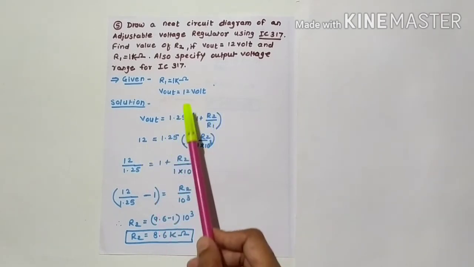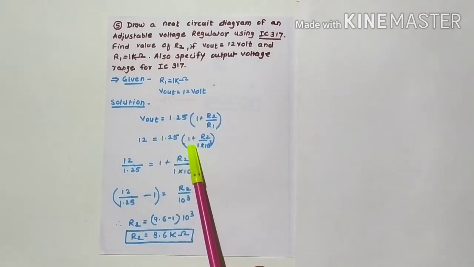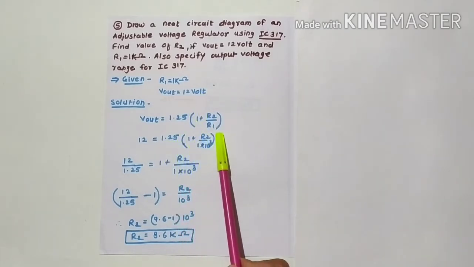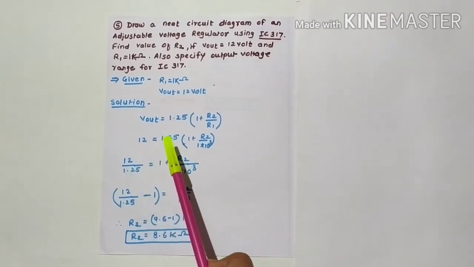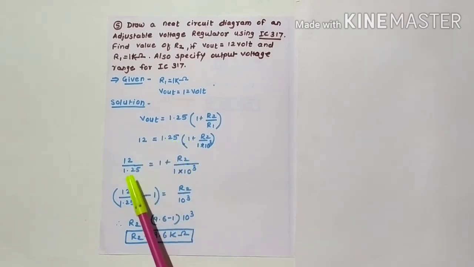So 12, it is a given output voltage, is 1.25 into bracket 1 plus R2 upon 1 into 10 raised to 3. Therefore, by shifting this 1.25 to the left side, 12 upon 1.25 is equal to 1 plus R2 upon 1 into 10 raised to 3. Now by subtracting this 1 from this term, 12 upon 1.25 minus 1 is equal to R2 upon 10 raised to 3. So R2 is equal to this.